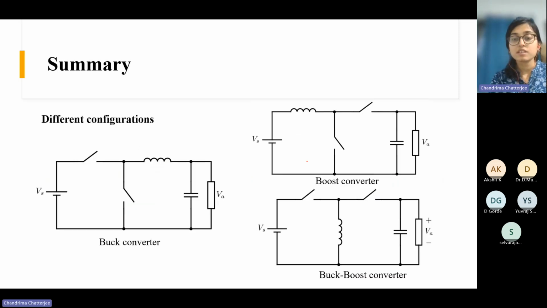So next we studied the switched mode converters, right? After the DC-DC regulators, the switched mode converters came. Why? Because the linear regulators were not very efficient. So the efficiency was very poor. We can't use those in high power systems. So that's why these switched mode converters were developed. The most basic configurations are the buck converter, boost converter, and buck boost converter.